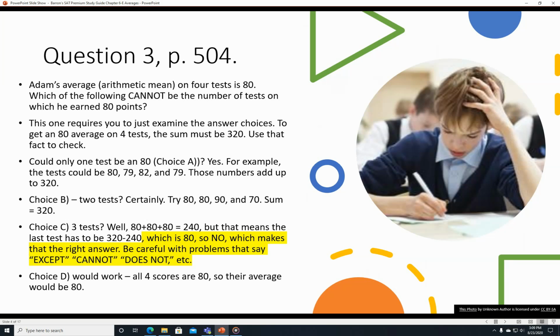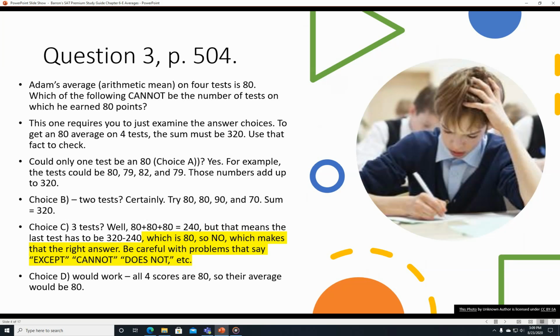So basically, could only one test be an 80, choice A? Well, yes. For example, the test scores could be 80, 79, 82, and 79. The 2 extra points in 82, you could give one to each of the 79s, and then they'd all be 80, so the average would be 80. It adds up to 320, so it checks out. Choice B, 2 tests? Well, certainly could have 80, 80, 90, and 70. Then the 70 and 90 would average out to 80, and of course the 80s are already 80s.